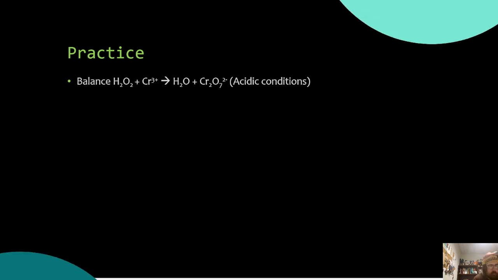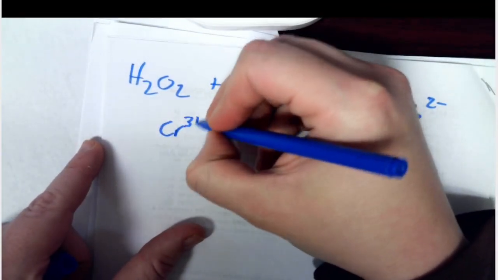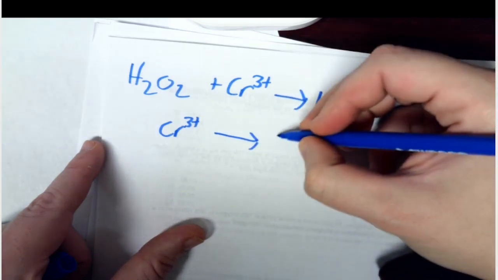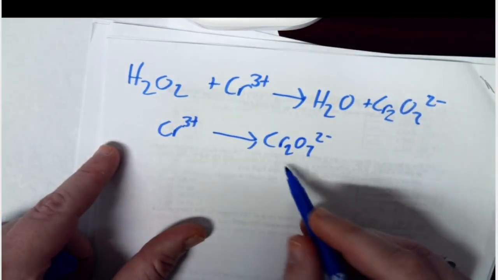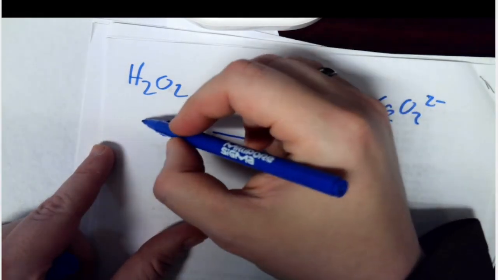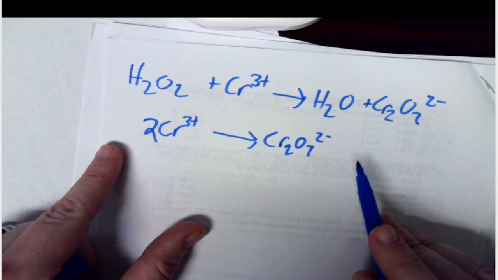Two half reactions. Let's do chromium first. Chromium 3 plus goes to dichromate. 2 chromiums. Okay, that's step 1 and 2.